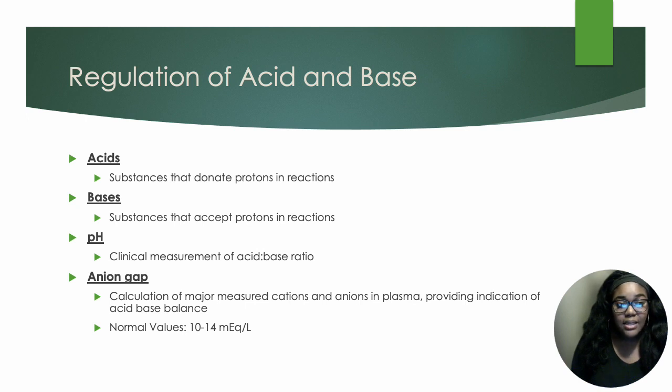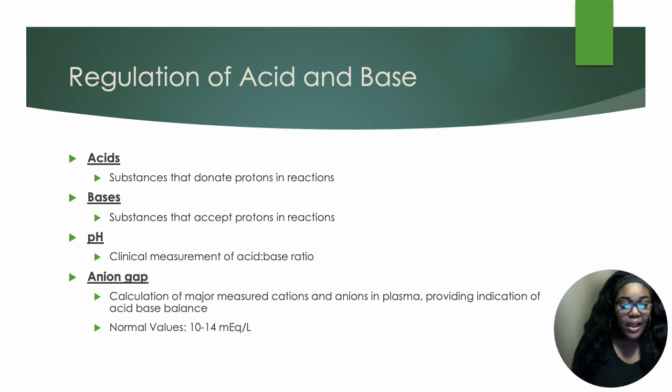An acid is a substance that donates protons in reactions, or they are substances that help donate hydrogen ions. We have bases that accept protons in reactions, or they accept hydrogen ions. pH is a clinical measurement of either acids or bases, and it is a ratio.